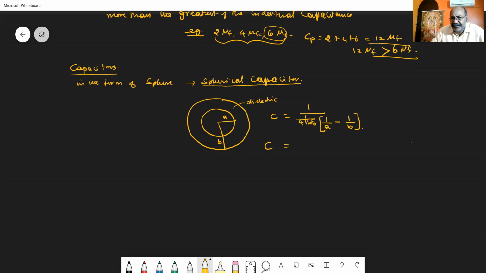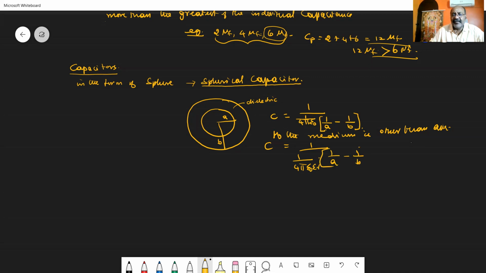If the medium is other than air, that is, in between the two spheres if you have some other dielectric medium, then the formula will be C equals 1 by 4 pi epsilon 0 epsilon r into 1 by A minus 1 by B. This is the capacitance of a spherical capacitor.